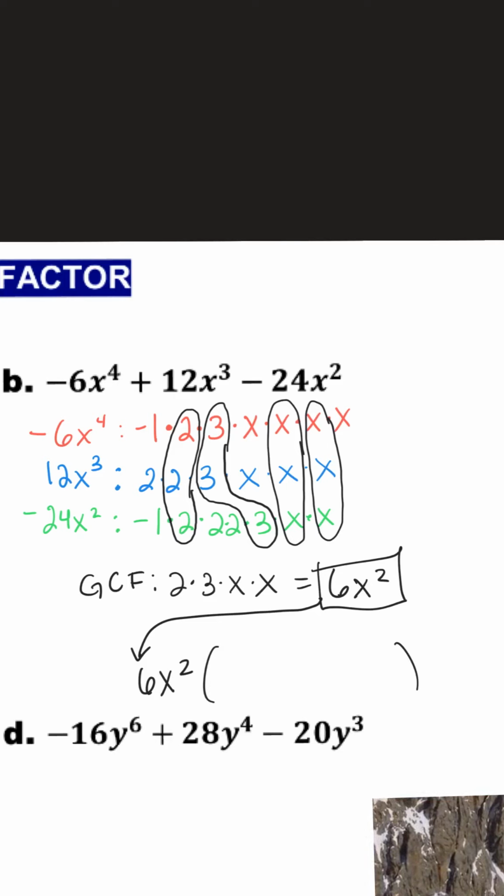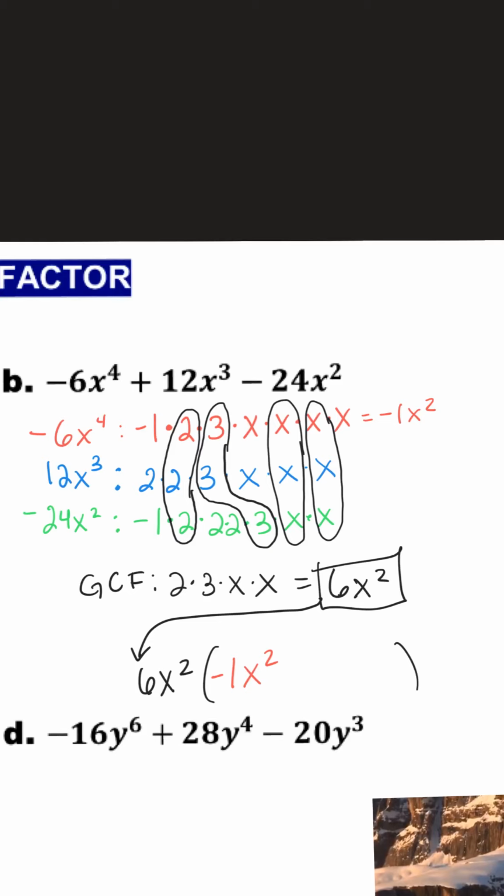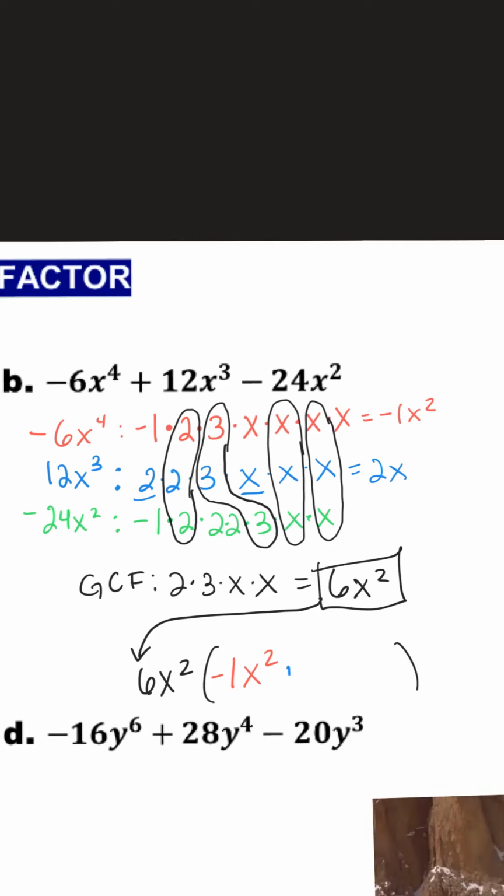And then what's left over for each term that was not circled goes inside the parentheses. So let's see, negative 1 times x. That gives me negative 1x squared. Okay, let's bring that over here, negative 1x squared. Now let's go to the blue. What wasn't circled there? I see 2 times x, that gives me 2x. And that's positive, so plus 2x. And then let's try the green one. So negative 1 times 2, that gives me negative 4. So minus 4.